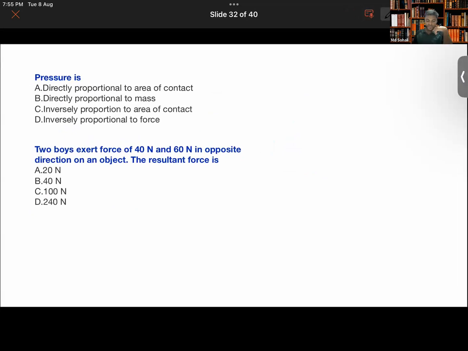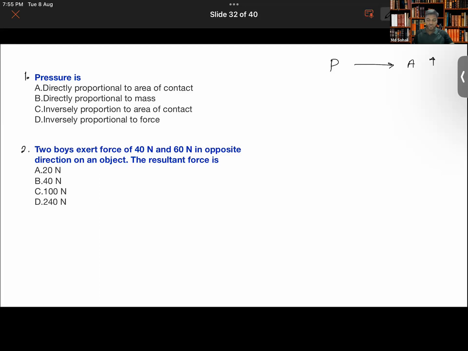Now there are some other questions as well. Let's quickly discuss them. See the questions, guys, here. The first question says, is pressure directly proportional to area of contact, or inversely proportional to area of contact, or inversely proportional to force? So what do we know? It's directly proportional to area of contact. Right, because if area increases, the pressure also increases.